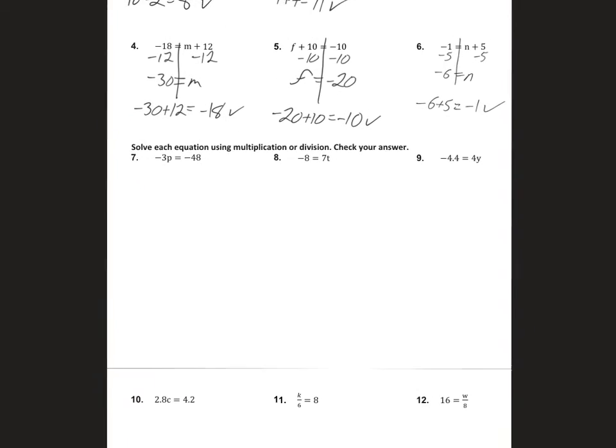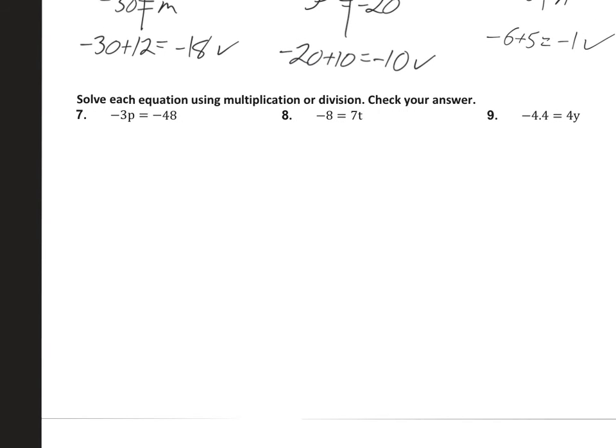Okay, now let's go to this next part. Solve each equation using multiplication or division. Okay, so multiplication and division are opposites of each other. So we're going to look at the problem and figure out, are we multiplying or dividing? So for this very first one, we have -3p equals -48. Well, that means that we are multiplying. So to do the opposite, I'm going to divide both sides by -3.